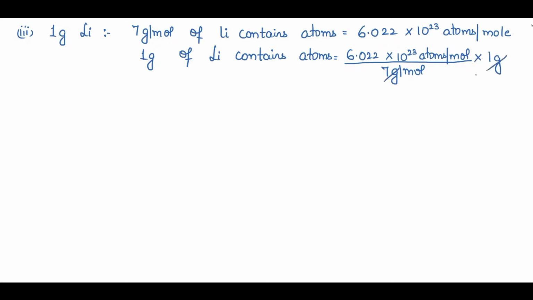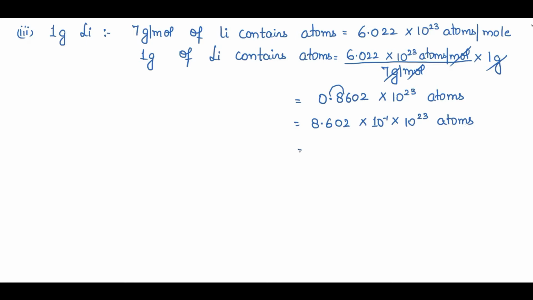So I'll cancel this gram with this, mole with this, right? So when you divide 6.022 by 7, your final answer will be 0.8602 into 10 raised to power 23 atoms, right? So let's simplify this value. So I'm displacing this decimal up to 1 digit from left to right. So 8.602 into, now the power will be in negative term. So 10 raised to power minus 1 into 10 raised to power 23 atoms, right?